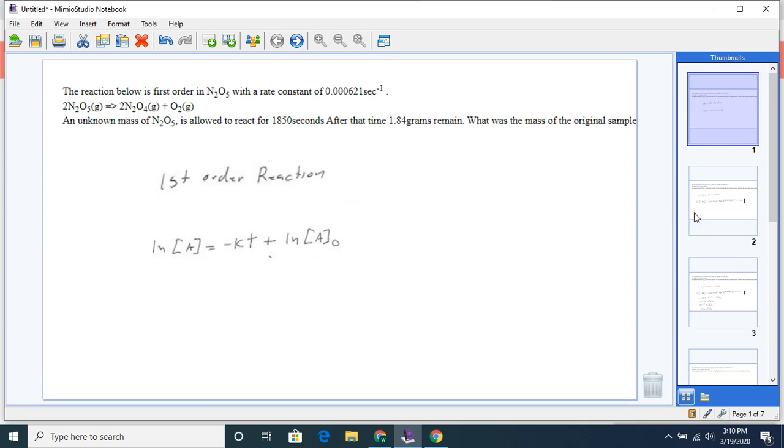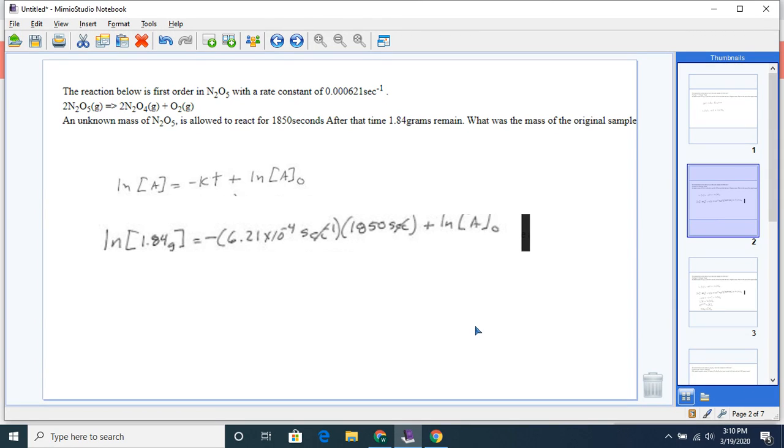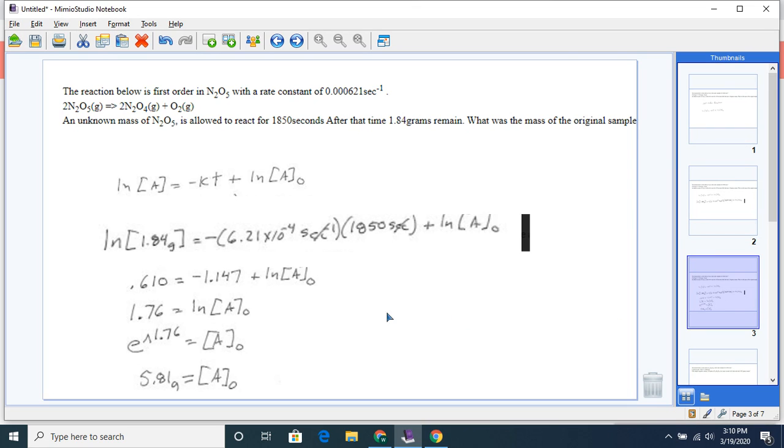So the second slide shows the setup. This is the natural log of the ending concentration. We can go ahead and use grams. That equals the minus K value, here's K times T, here's the time right here in seconds, plus the unknown, the natural log of the initial concentration. What's the mass of the original sample? So we plug that in there, and we go through the setup.